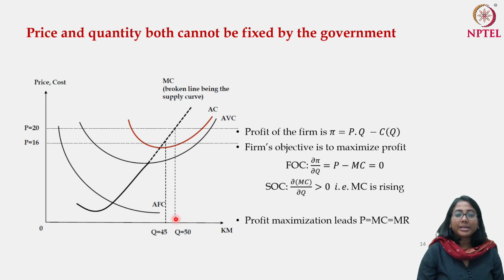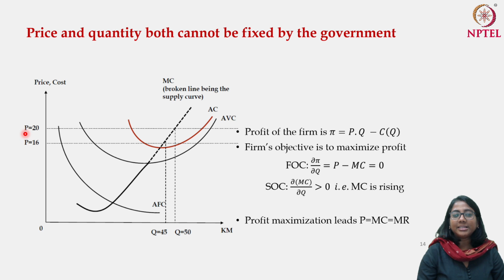However, the government cannot simultaneously decide some price equal to 20 and some quantity which is other than 50. Then the farm has to deviate from its supply curve, which will actually violate their profit maximizing condition, and that's not quite an optimum situation for them.